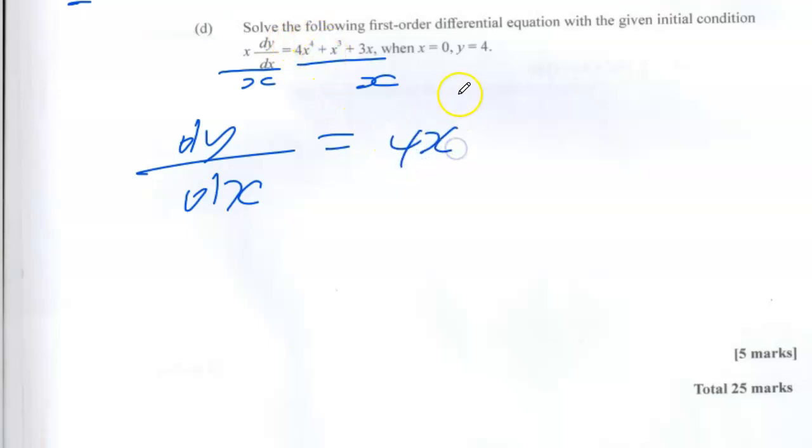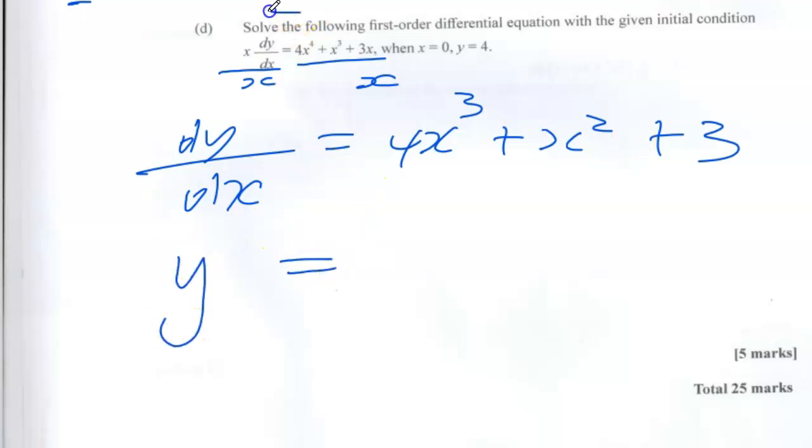Divide each of these terms by x. The 4x to the power of 4, subtract 1 from the x power, that's 4x cubed. The x cubed divided by x, that's x squared. And the 3x divided by x, that's positive 3. So dy by dx is equal to 4x cubed plus x squared plus 3. So how it works, when you have y, you differentiate to get dy by dx. And when you have dy by dx, you integrate to get y. So let's integrate now to get y.